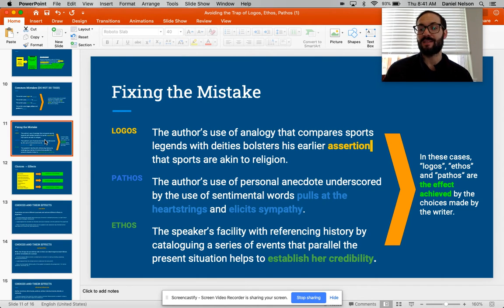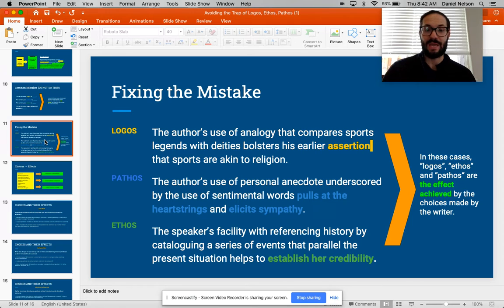What is an author hoping the effect is going to be for pathos or the use of repetition? What are they aiming towards? There are some good sentences that show us what this might look like. The author's use of personal anecdote underscored by the use of sentimental words pulls the heartstrings and elicits sympathy.